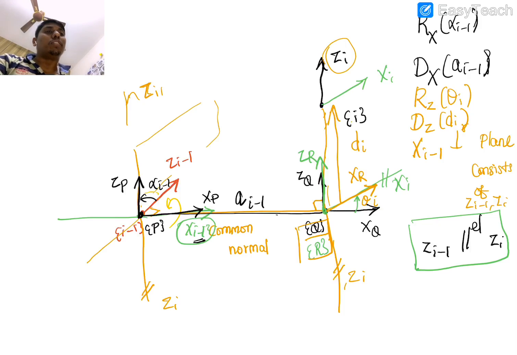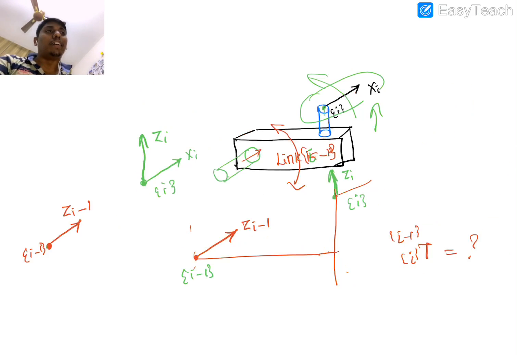Why is it di? Because this is along the zi axis. So this is about the zi axis, and this is along xi minus 1, and this is about xi minus 1. Now you can get some clarity. These two define the link parameters, the relation between two joints, and these two variables give the relation between two links about the joint. These are the four operations we have done.